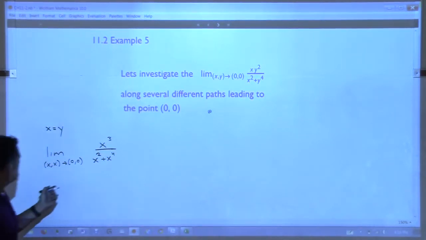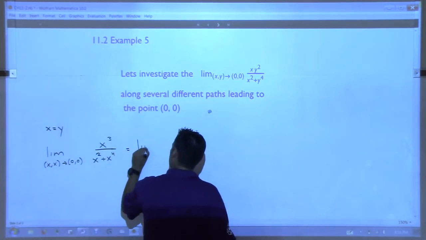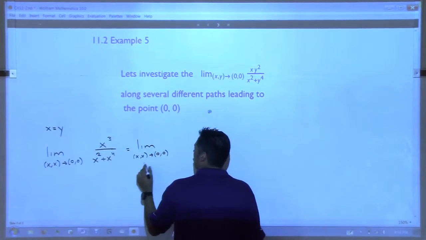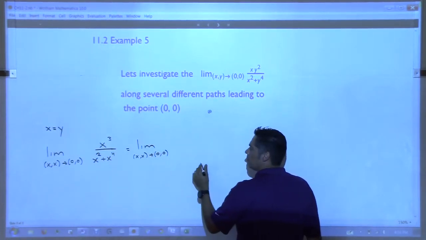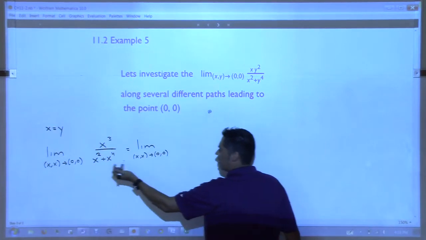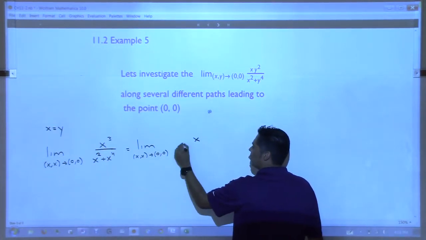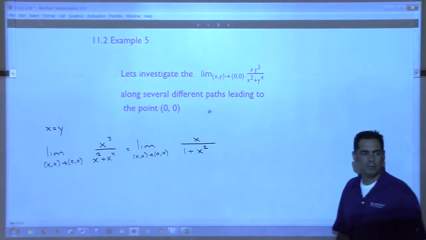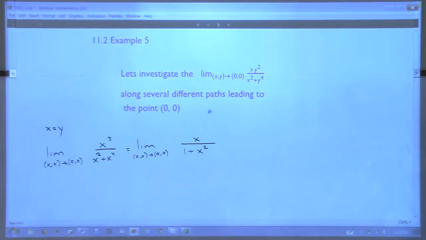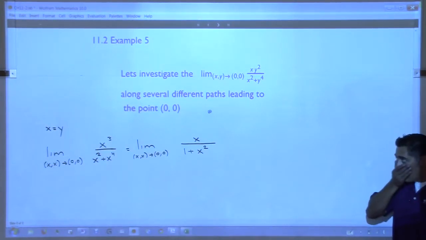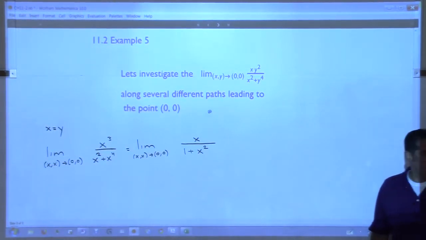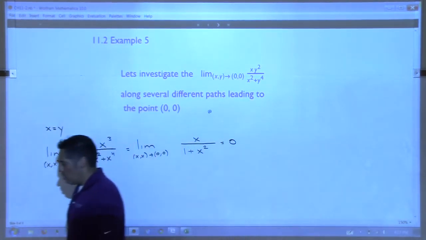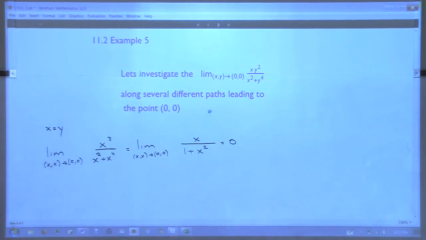Yeah, so all you can do here, let me clean this up a little bit. Limit as (x, y) goes to (0, 0). Let's factor out x squared from everything. So factor out x squared here and here, and then they'll cancel, right? Something like that. And now let x go to 0. And what do you get? 0 over 1. So you get 0 again. All right, that didn't work.